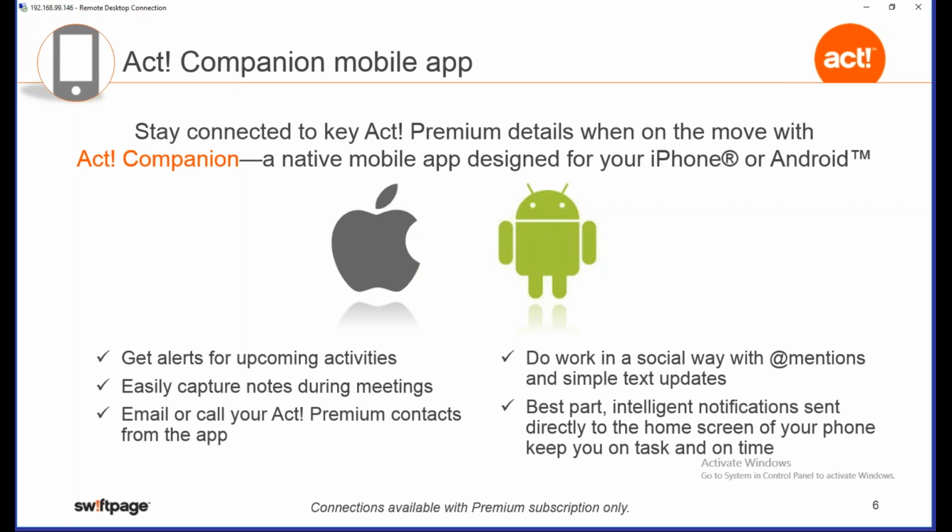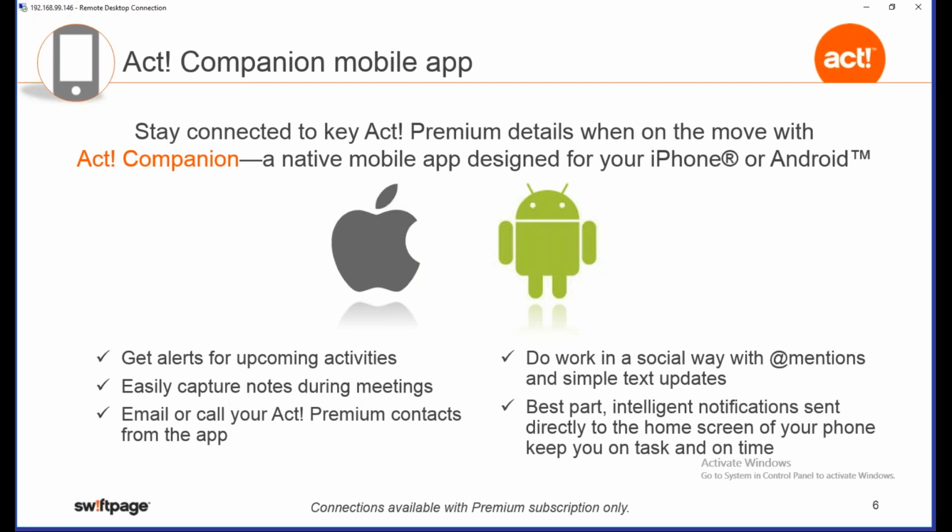You can email or call the contacts right from this app, similar to how you do now with the ACT Premium Mobile. You'll see their email address, you'll click on it, and it'll open up a new email. Or if you click on their phone number, it's going to dial out their phone number as well.